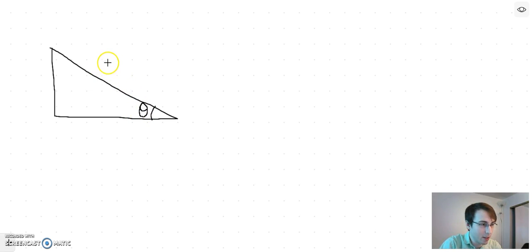This is the hypotenuse. So h, hypotenuse. This side first. This side is the opposite side of the angle, because this is the side that the angle is not touching. If you go directly opposite the angle, you get to this side. So opposite side. And then this side is the adjacent side.